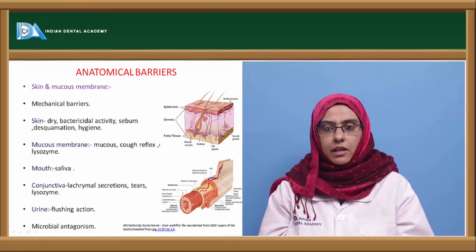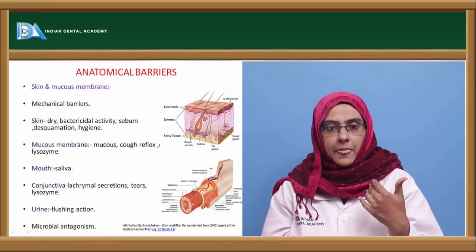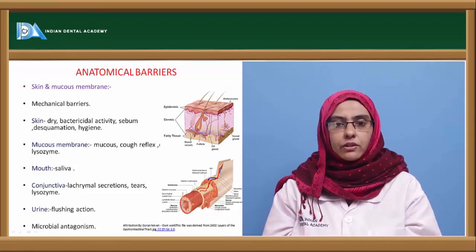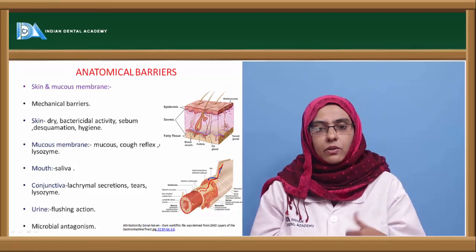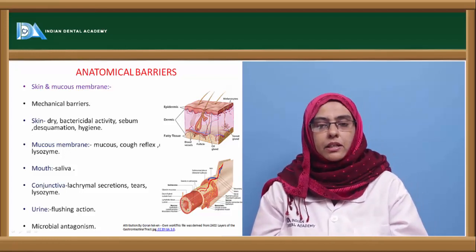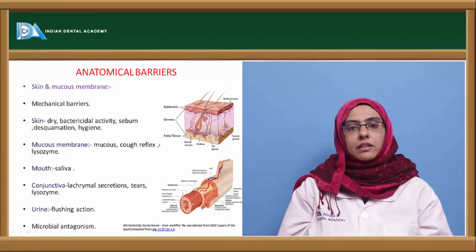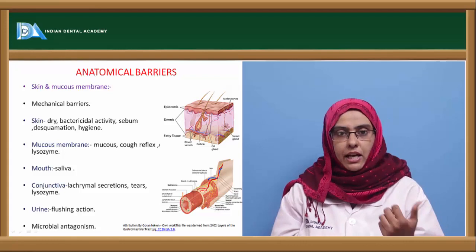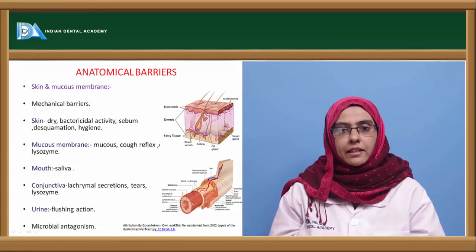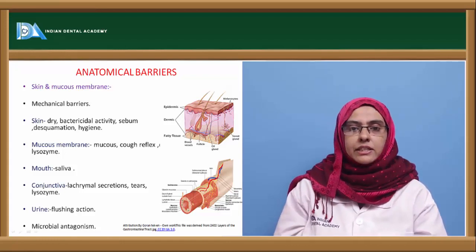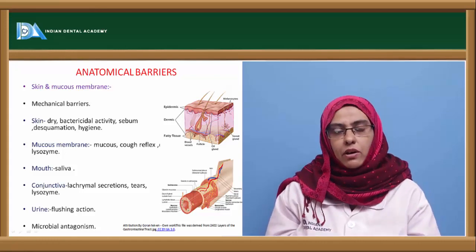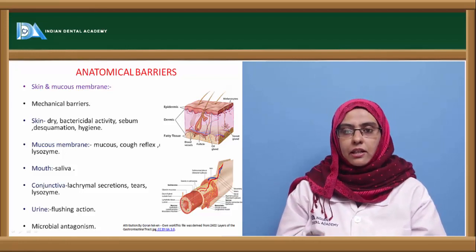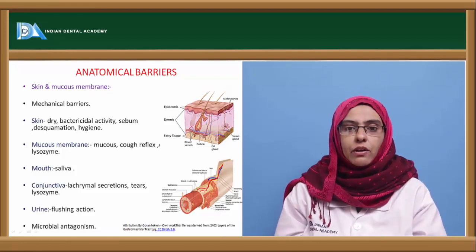The flushing action of urine also prevents the entry of organisms into the body, and the acidity of the urine is such that it will not allow the growth of organisms. Apart from that, in the reproductive organs, the semen produced by the male contains spermine and zinc that have bacteriolytic activity. And in the female, the vaginal pH is low, as a result of which microorganisms will not be able to multiply and cause infection. So these are the anatomical barriers that prevent the entry of organisms.